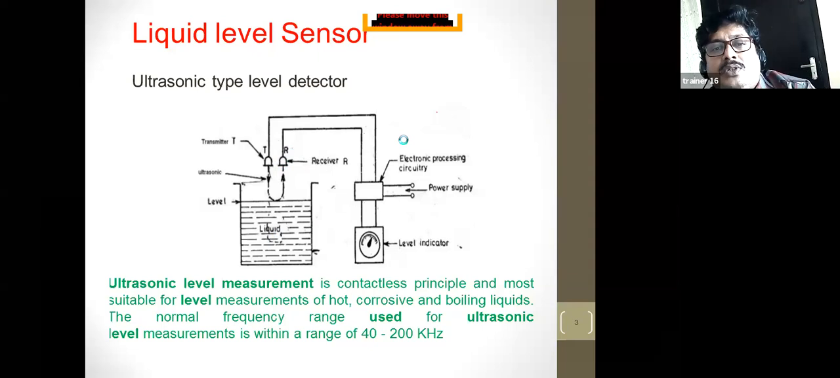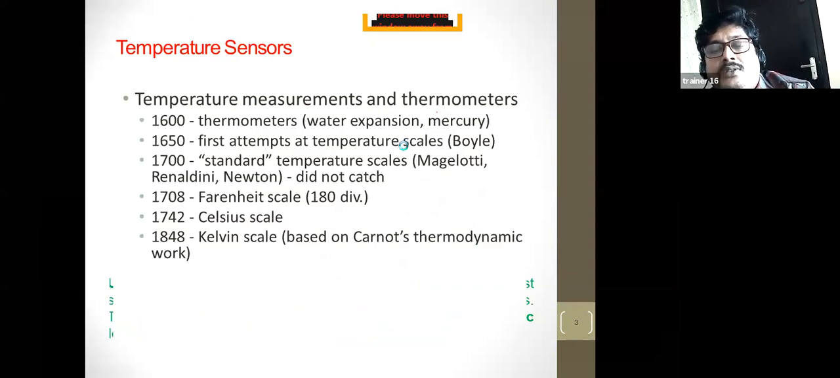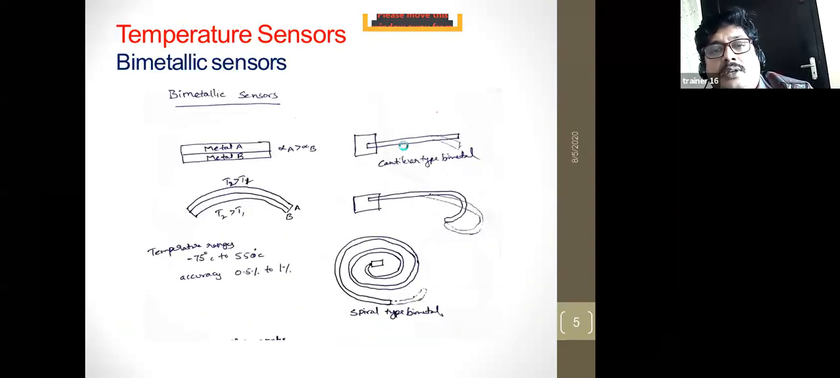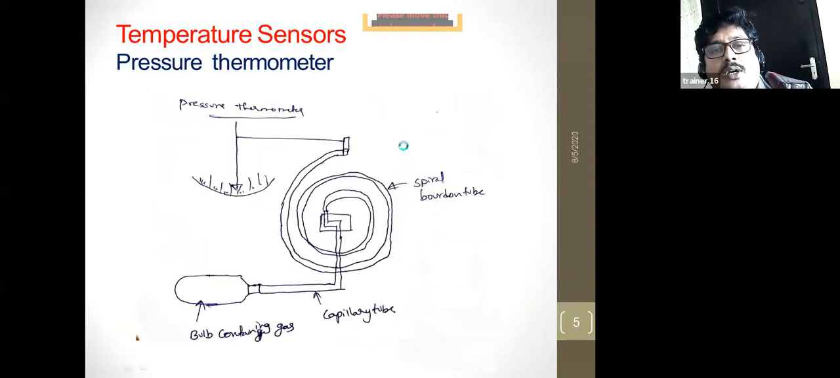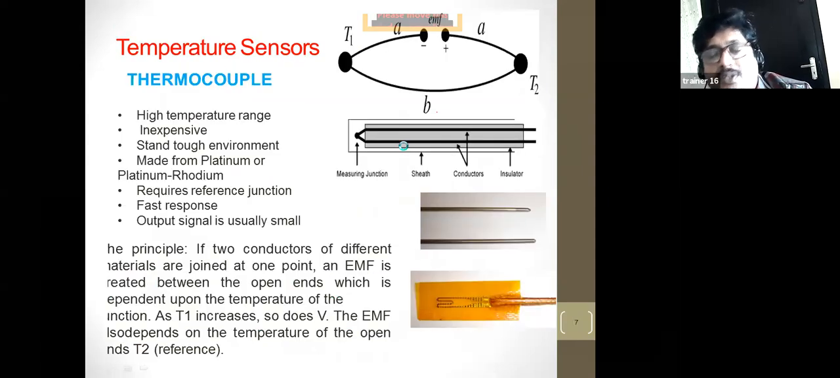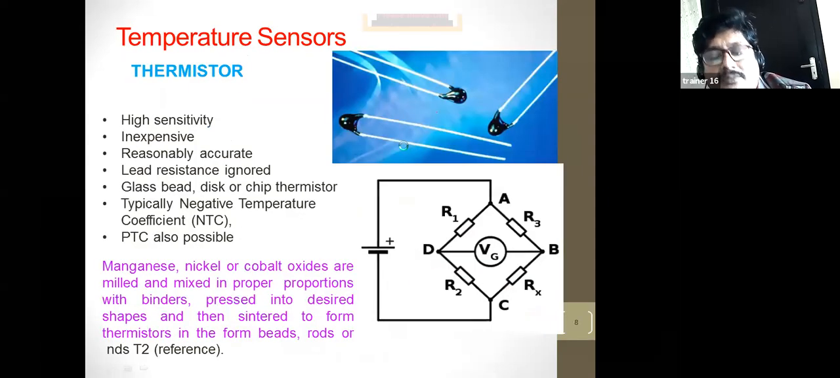And then for temperature sensors, we discussed bimetallic sensors, pressure thermometers, thermocouples and thermistors, and the resistance temperature detector, RTD.